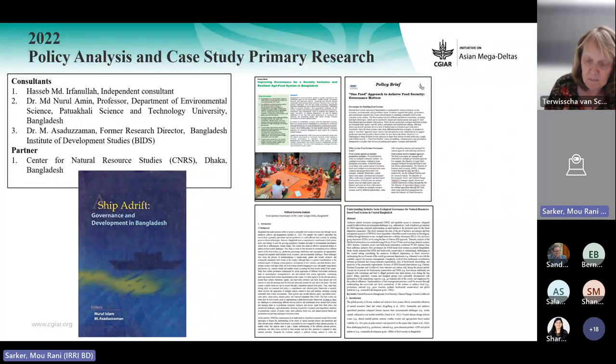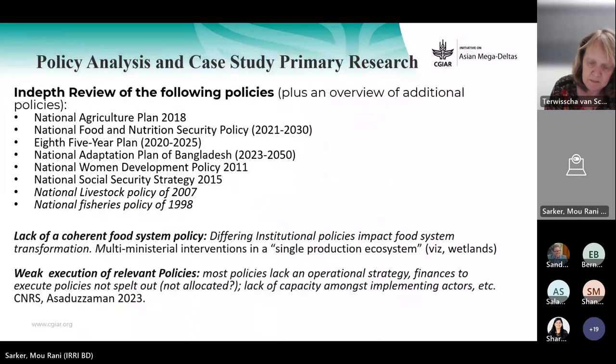So our focus was on analyzing the key policies with a focus on governance and gender and social inclusion, and then complementing this analysis with case study research. We have just submitted three deliverables from work package 4: a research report, a policy brief, and one published journal article. We did a very in-depth review of the following policies, as you can see, and also some other policies we found. And we found very interesting findings, and some of the findings are insistent policy reforms across sectors.